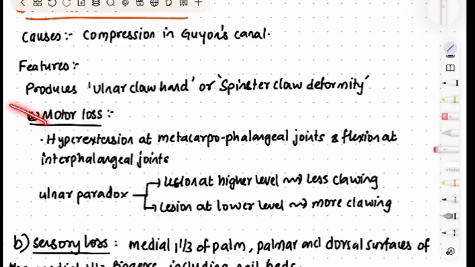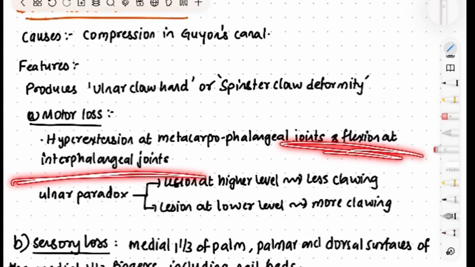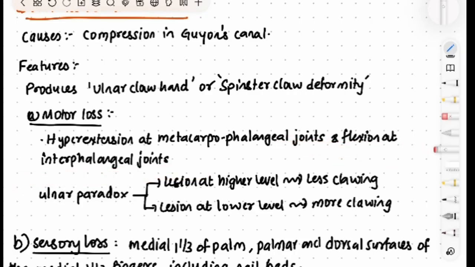Motor loss. What motor loss? There will be hyperextension at metacarpophalangeal joints. Remember this: hyperextension at metacarpophalangeal joints and flexion at interphalangeal joints. Imagine in your hand, locate the metacarpophalangeal joint as well as the interphalangeal joint. There will be hyperextension at metacarpophalangeal joints and flexion at interphalangeal joints.